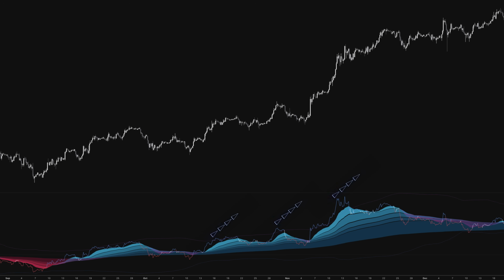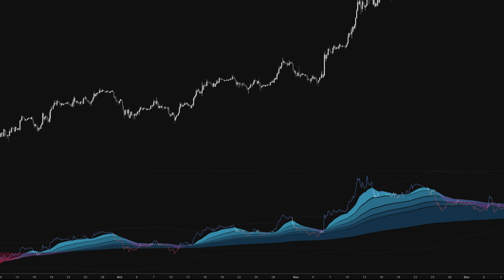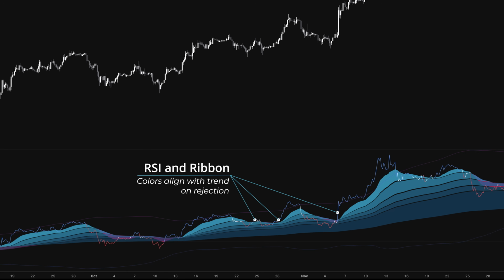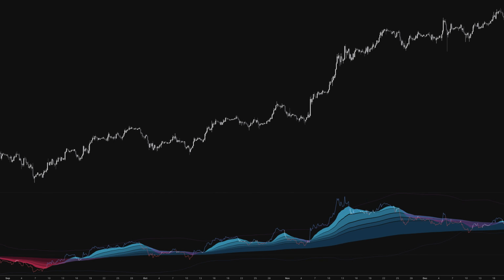Once that happens, wait for a pullback. You're looking for RSI and ribbon colors both aligning in trend direction. RSI rejecting the ribbon and bouncing back. That's your entry. As long as RSI keeps crossing the band in trend direction on subsequent moves, you can look for additional entries on pullbacks. Each pullback becomes a potential reload point.